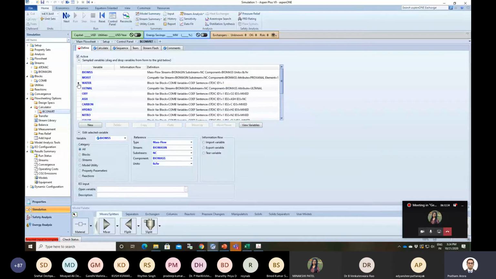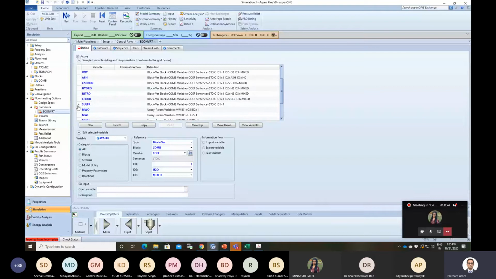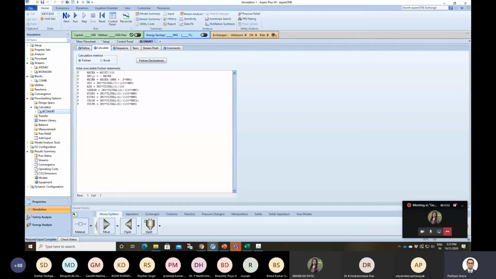So we need to define the water in here. Now we have H2O, and the ID3 would be mixed. The other compound that is here is sulfur, and this is mixed. So what I'm actually doing is, first I'm defining water, which is the moisture content, and subtracting it as 1 minus moisture content gives me the dry biomass basis. The proximate analysis or the ultimate analysis is always on the dry basis. And based on the dry basis, I multiply with the percentage of biomass.